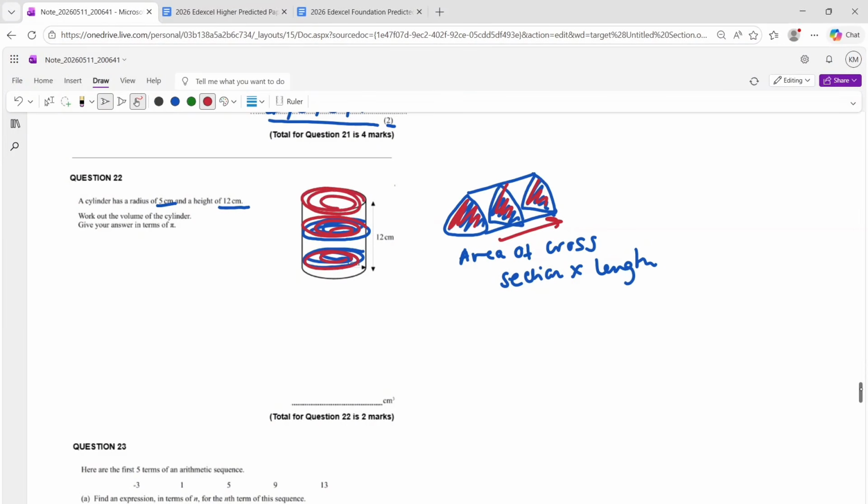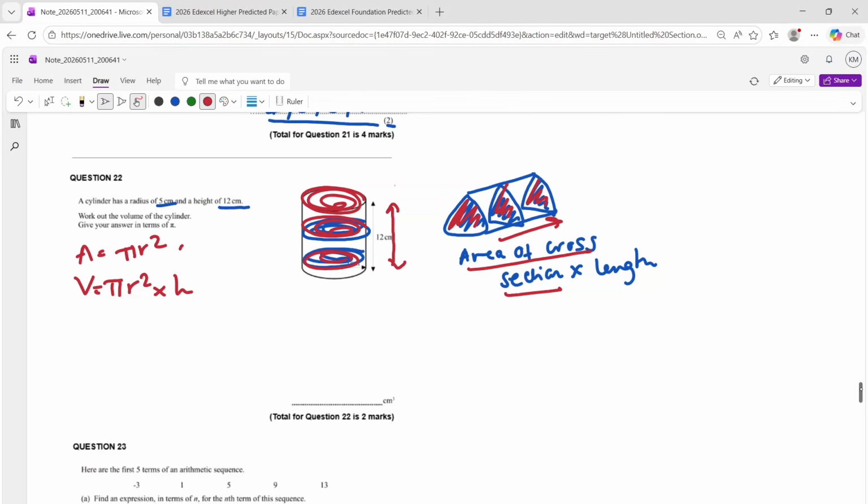So you're going to do the area of a circle. And instead of times length, because it's up this way, you're going to times it by the height. So they also give you the area of a circle, which is pi r squared. So the area of my cross-section in this cylinder is a circle because it's circular all the way down. And then I'm going to times that to get my volume. I'm going to do my area of my cross-section times height or length.